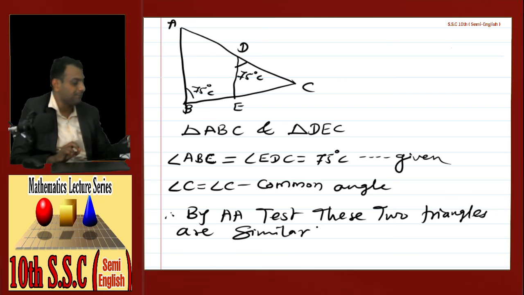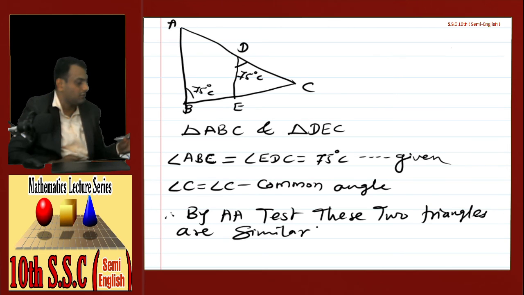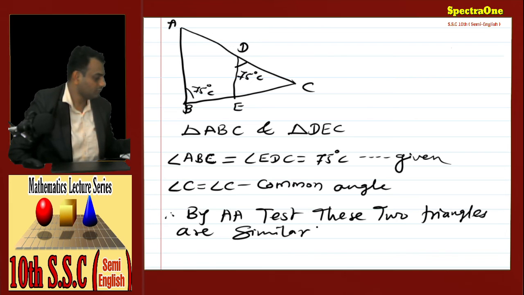Okay, any doubts in this, anyone? Now we will solve one more example from practice set 1.3.